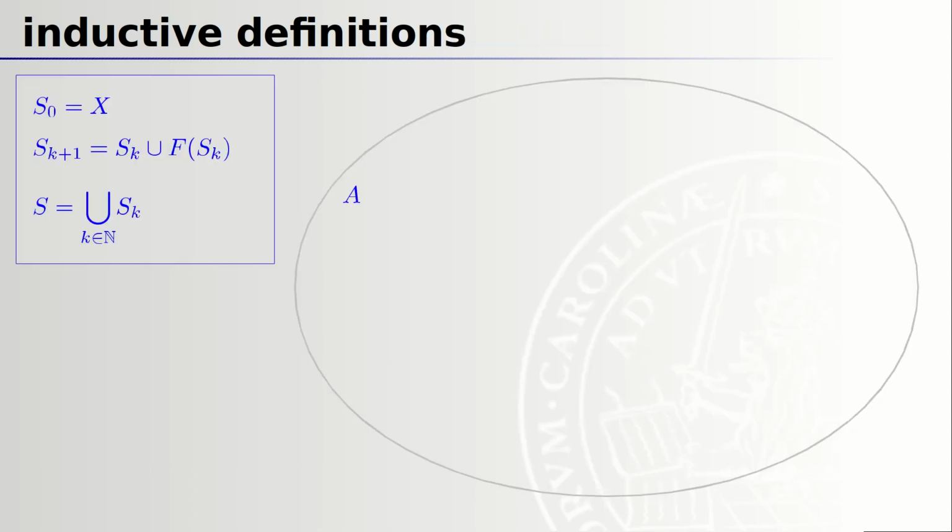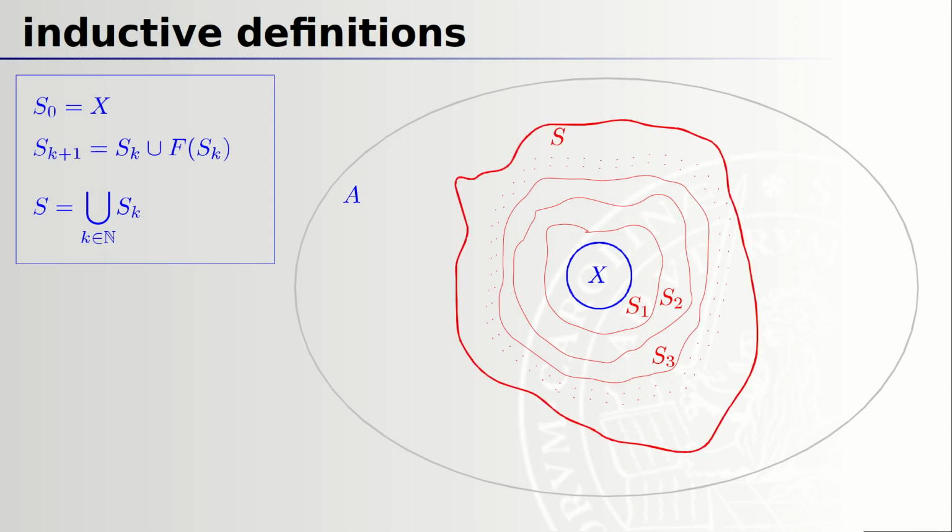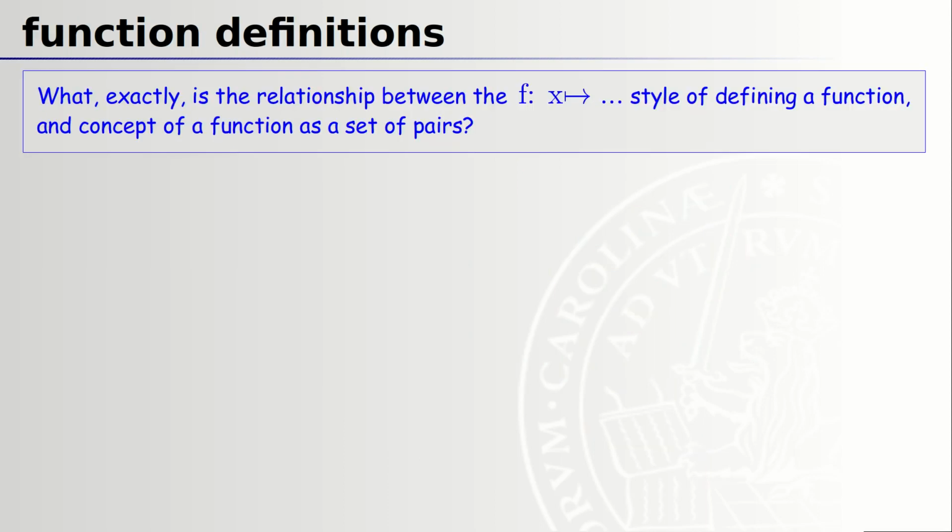You can picture the process of computing S inside some set A by starting with some set X, which becomes our starting point S0. Then, step by step, we compute the Sk, and eventually combine all the Sk into a single resulting set S. Before we can apply this construction principle to the definition of functions, we first need to be a little more precise about the relationship between our usual way of defining functions and the view of functions as relations or sets of pairs.